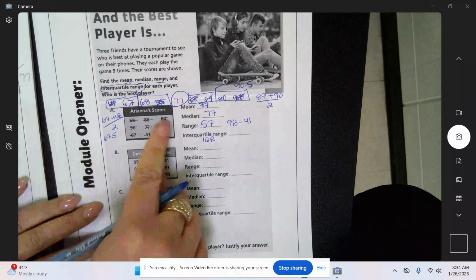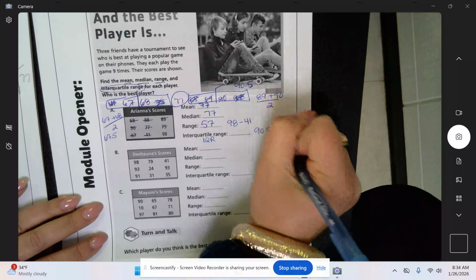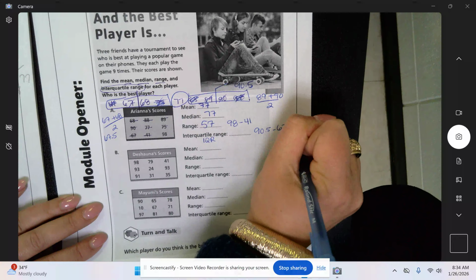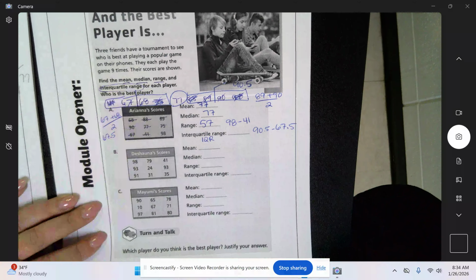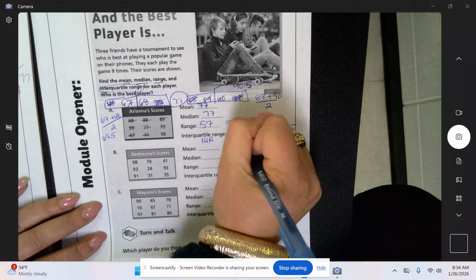So to find the IQR, I'm going to subtract those two numbers. 90.5 minus 67.5, which gives me 22.